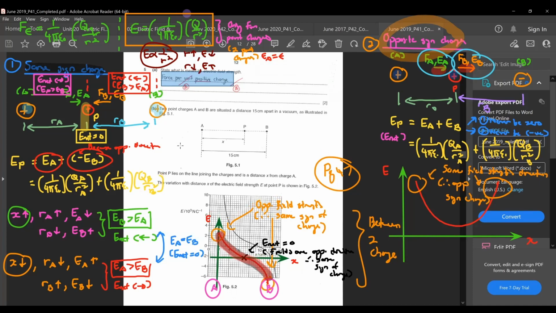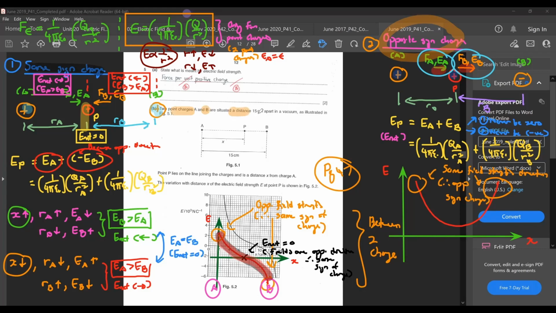And then now you look at part B. Part B, they're mentioning to you that you have 2 point charges A and B that are situated at a distance of 15 centimeters apart in a vacuum as illustrated. Point P lies on the line joining the charges and the distance x from charge A. This is point P, distance x from A. And then from here, they mention to you that the variation with distance x of the electric field strength E at point P is as shown here.